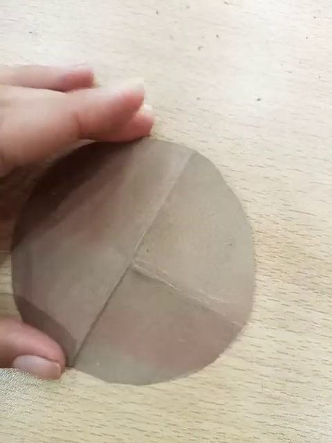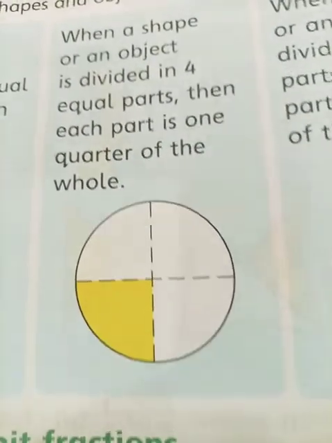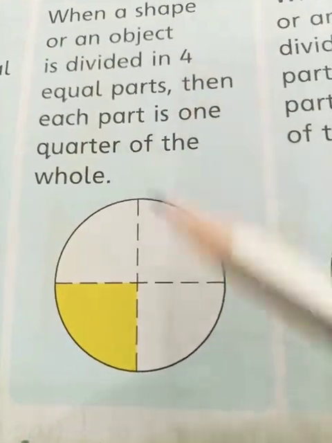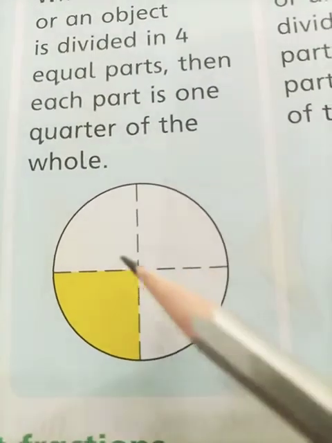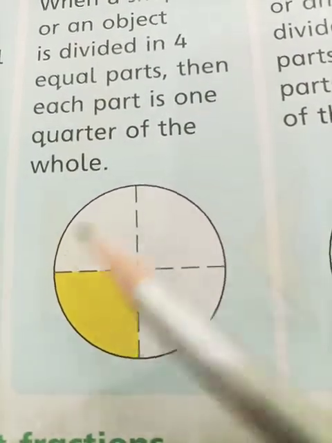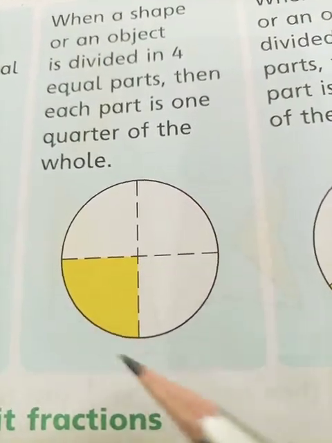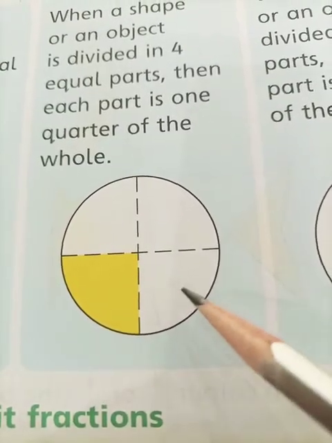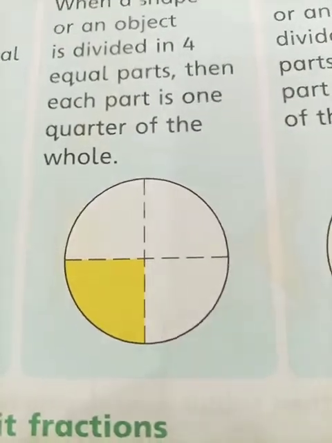Just like this one in your book. Look at this, students. In this circle, the object is divided by two lines into four parts, and each part is 1/4 of the whole. Suppose I ask you, tell me, students, what part of this circle is colored. You are going to tell me that 1/4 of the whole is colored. Okay, come toward the next, that is 1/3.